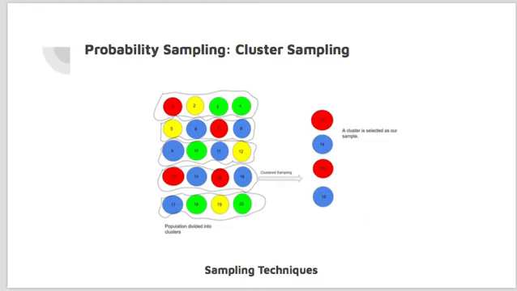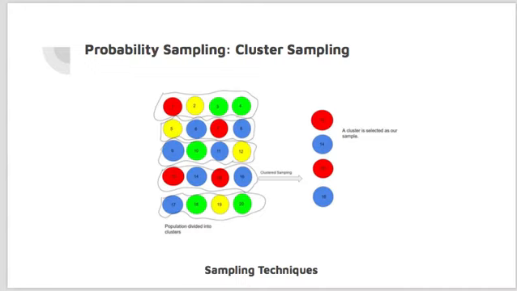So this type of sampling is used when we focus on a specific region or area. So dividing into subgroups and taking only the clusters. If you want to focus on a particular region or area, you can go for cluster sampling.